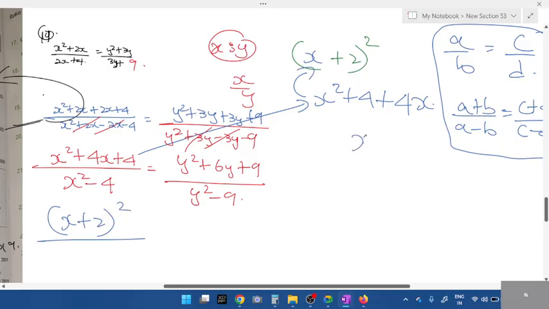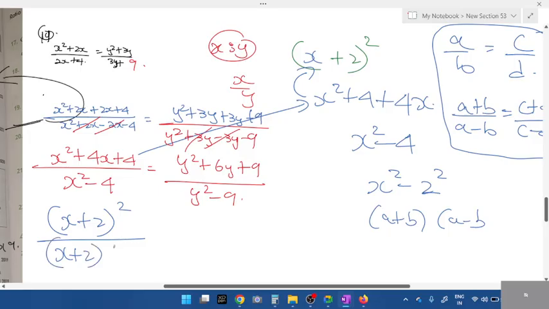What is x square minus 4? How do I factorize? Can I write it as 2 square? What is a square minus b square? So what's the value for this? X plus 2 into x minus 2. Right hand side, what do we get, students? Y plus which square? 9 is given.